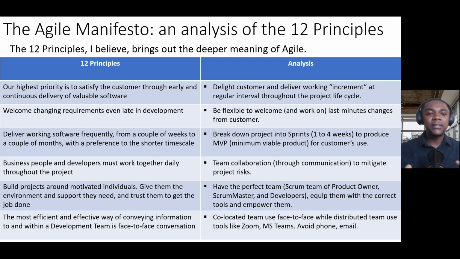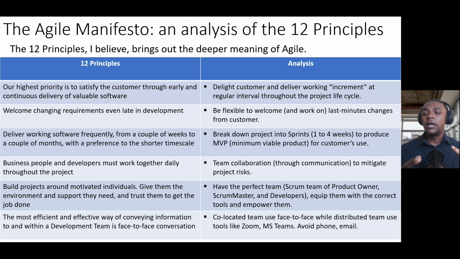The sixth one says the most efficient and effective way of conveying information to and within a development team is face-to-face conversation. We understand that there are two phases of working with team members. You have team members that are within the same location, and then you have team members that are distributed. And we understand that within the COVID-19 period, most companies, if not all companies, went virtual, right?